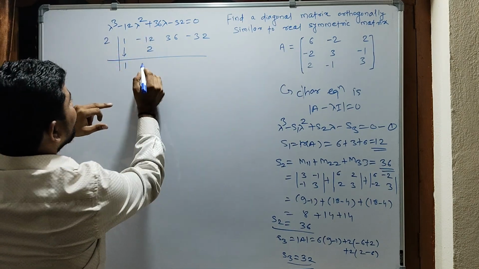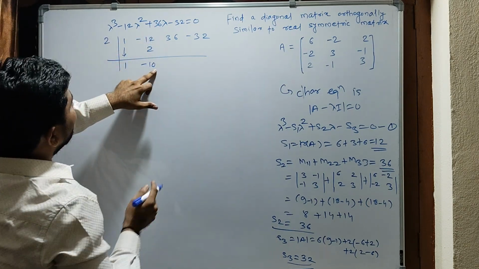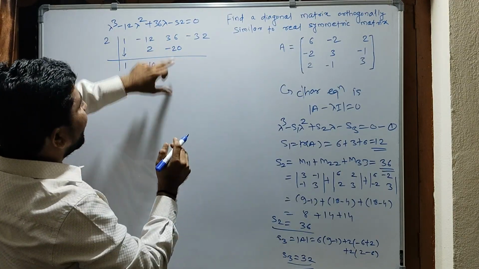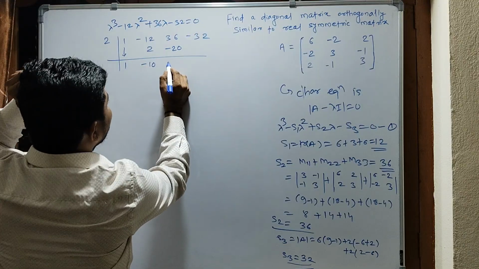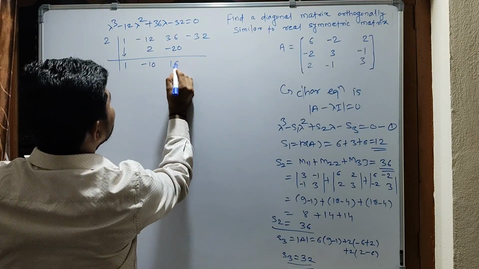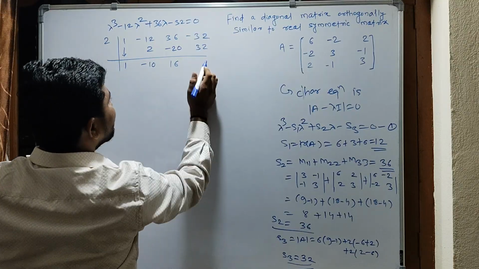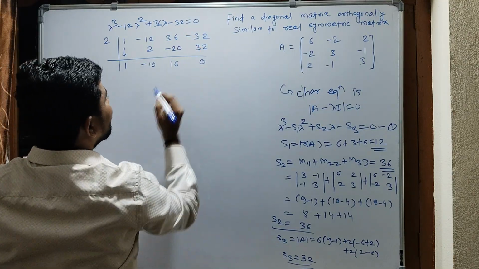After that, add: minus 12 plus 2 is minus 10. Then multiply this minus 10 by 2, so this is minus 20. Add this to 36: 36 minus 20 is 16. Again multiply this 16 by 2, and you will get 32. So add minus 32 plus 32, that is 0.